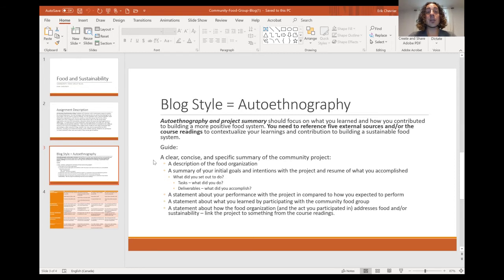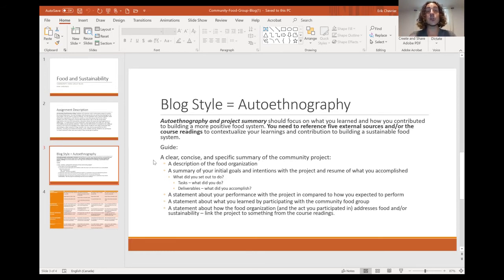So you should have a clear, concise, specific summary of the community project. What is the community project that you're volunteering with? What does this project do? What are its goals and mission? So basically just a description of the food organization itself. A summary of your intended goals, what you wanted to do with this project, and a résumé of what you've accomplished. So what did you set out to do, and then what did you do? What are the tasks that you performed, and what were the deliverables about what you accomplished?